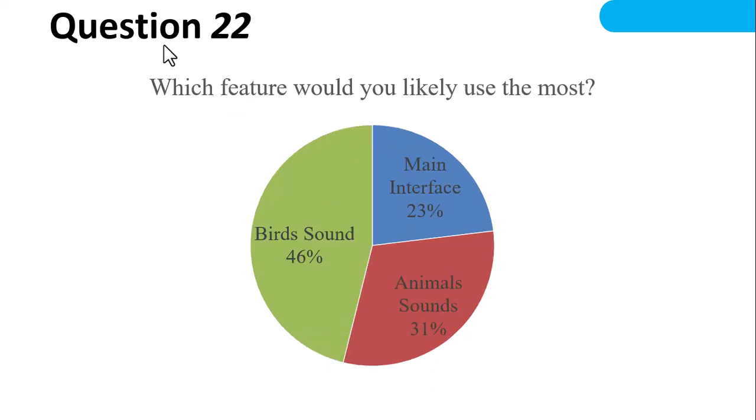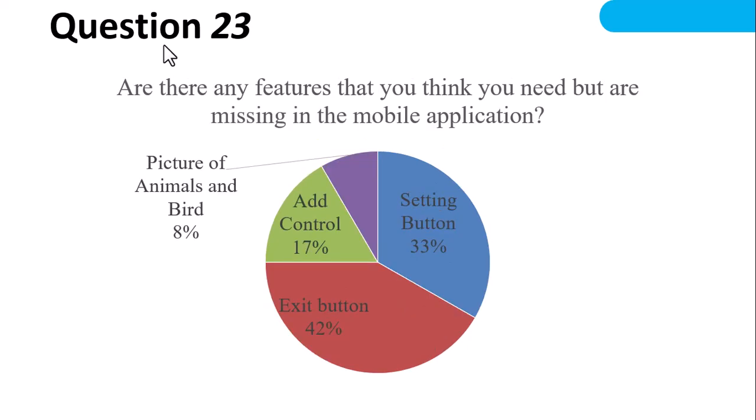Which feature would you likely use the most? Mostly people said that bird sound is very nice, and this is very helpful for the kids to differentiate between crow and parrot, and there are some other birds. Animal sound 31%, main interface 23%.